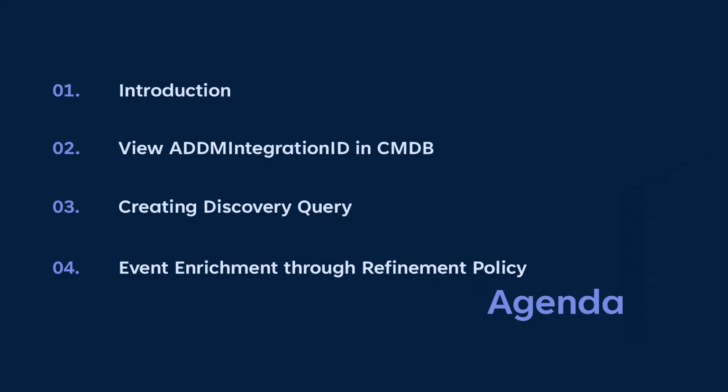Let's start with the agenda for this webinar. We will begin with the process of configuring the CMDB so that you can view the ADDM integration ID. We will discuss how to create a discovery query so that you can return the correct CI, and we will conclude with how to create the refinement policy to enrich the event with the proper CI and also enrich the event with the correct CDM class. This will complete the process of creating an incident against an incoming event so that the correct CI is impacted and the correct team is associated to the incident.